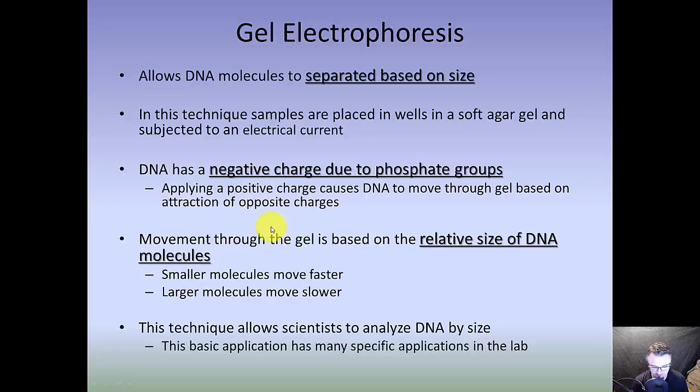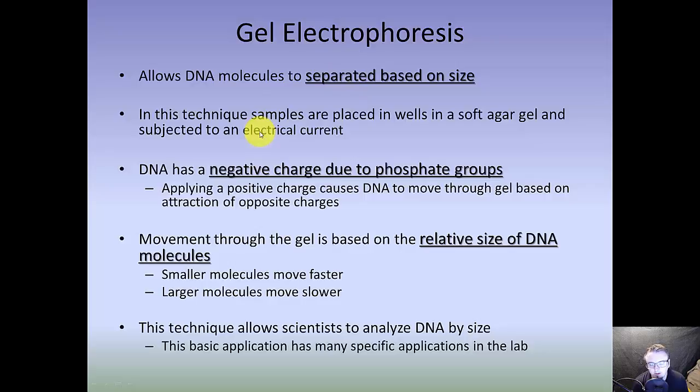And the idea is that you can then separate those DNA fragments based on their relative size. So you actually separate them in a way where you get the smallest DNA molecules in one position, and then the largest DNA molecules in another position, and then everything in between in a relative position based on size. So I've got some visuals I'll show you here in a second.